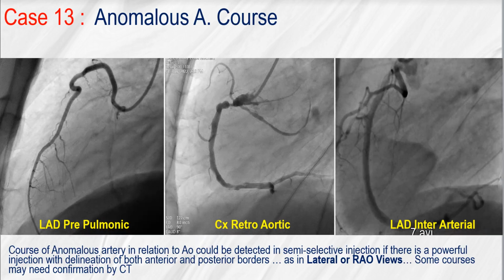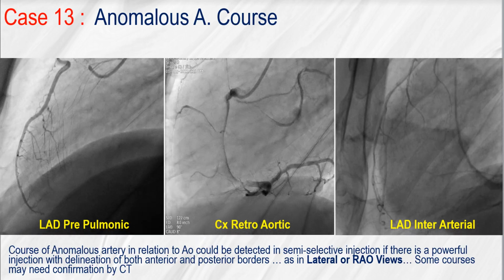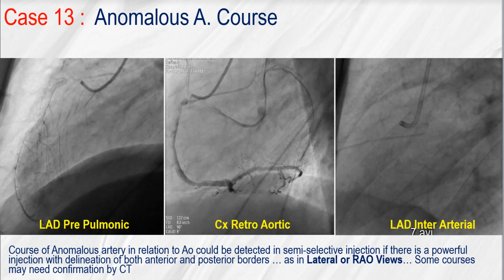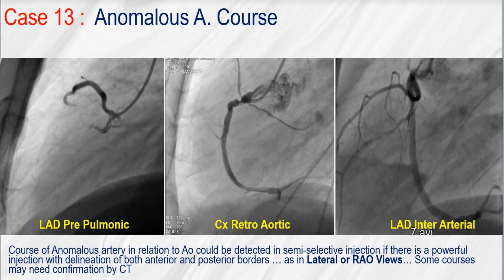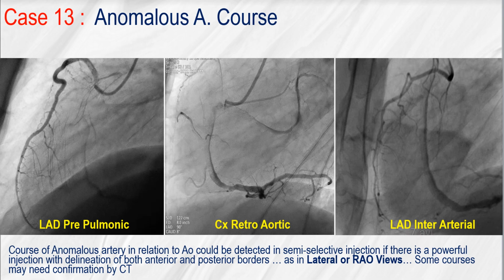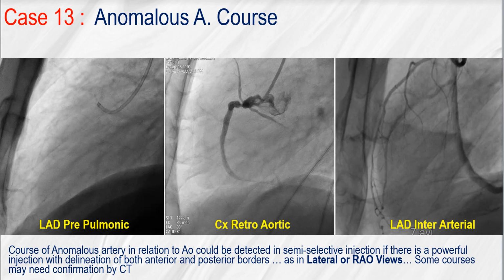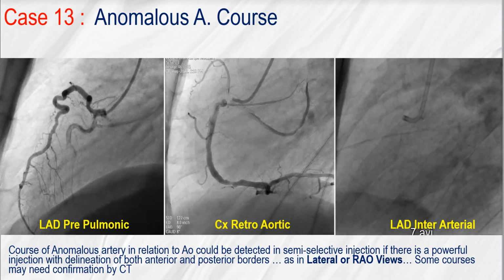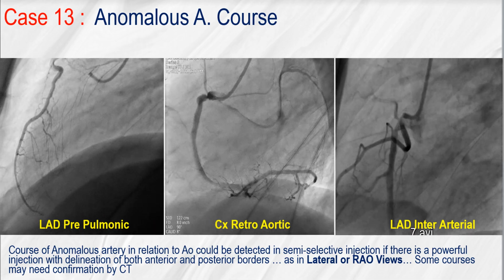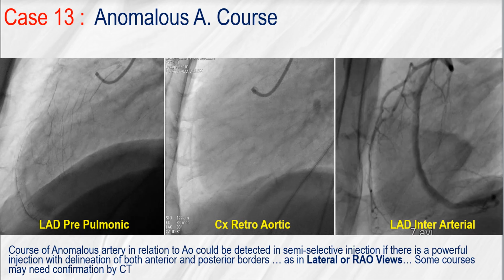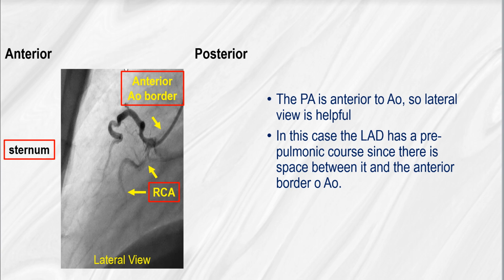The course of an anomalous artery in relation to the aorta could be detected in a semi-selective injection if there is a powerful injection with delineation of both anterior and posterior borders, as in lateral or RAO views. Some courses may need confirmation by CT. The pulmonary artery is anterior to the aorta, so the lateral view is helpful.